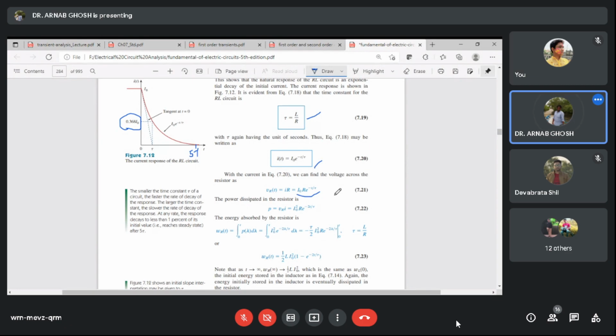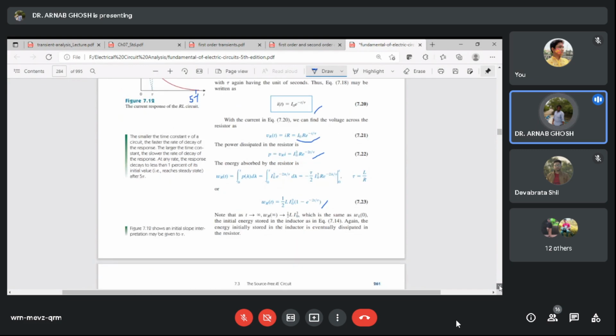So this current, that is i(t), is dependent upon time. As it is decreasing, so will the voltage developed across each circuit element go on decreasing. Similarly, you can calculate the power from the formula V into I, and you can calculate the energy absorbed as well, that is equal to half L I0 square into 1 minus e to the power minus 2t by tau. Okay, this is the expression for the energy absorbed.